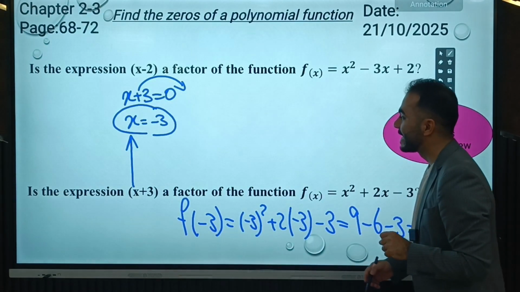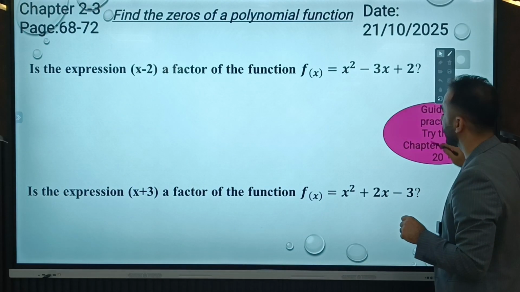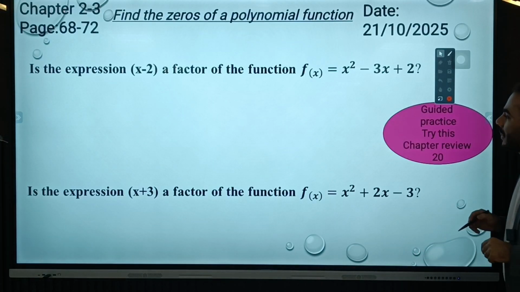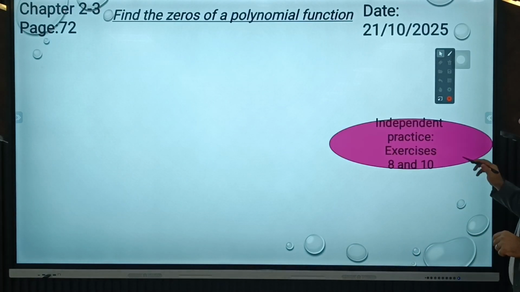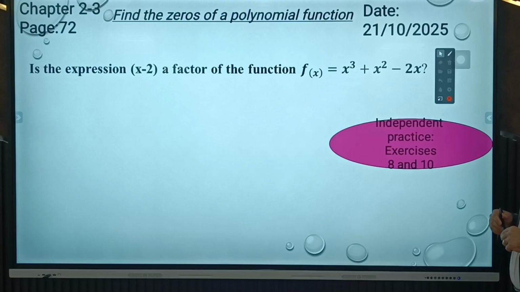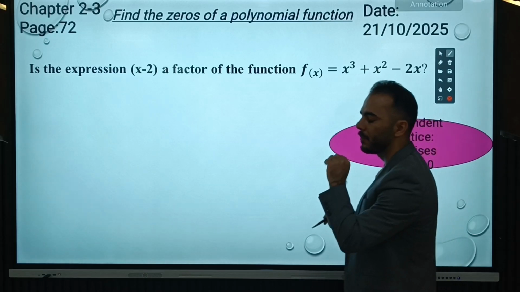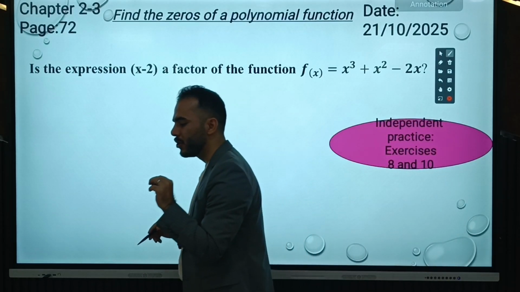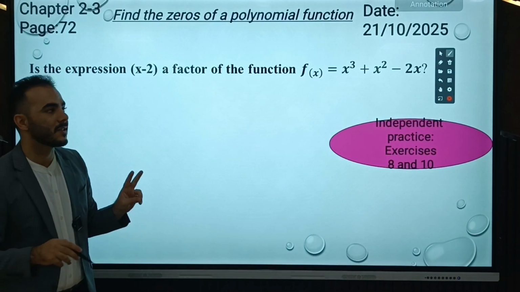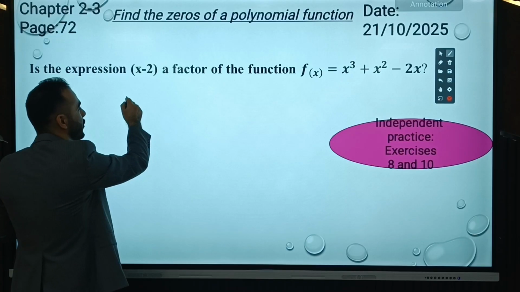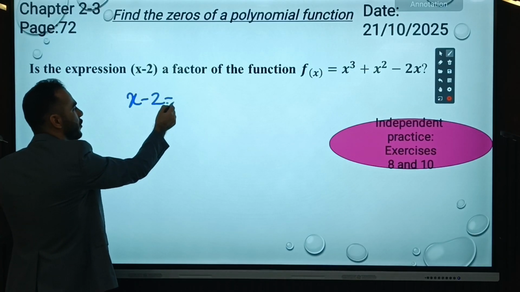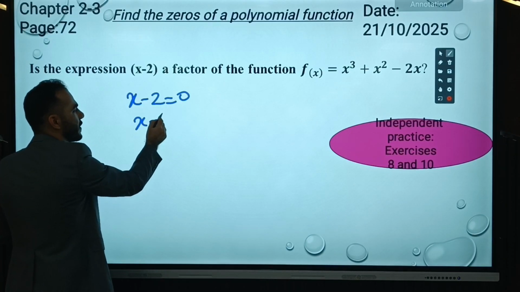So let's see whether we have different examples or not. Fortunately, we do. Is the expression x minus 2 a factor of this polynomial or not? The title is the same for all these types of questions, but what you need to do is just two steps. First of all, equalize the factor to 0, x minus 2 equals 0, then find out the value of x, which is 2 here. Move this negative 2 to the other side, and it becomes positive 2.